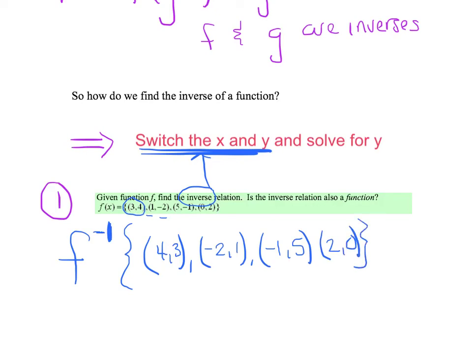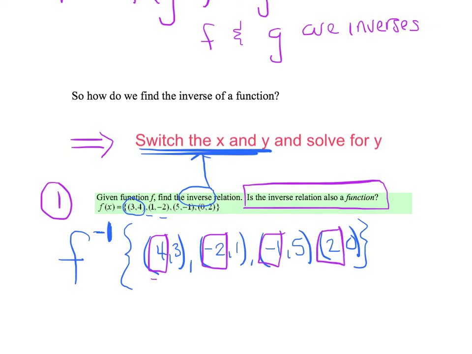Now the second part of the question says, is this relation also a function? Okay, so let's go back to our definition of function. Every x value had to be different. Every x can only have one y. So I'm just going to box in my x values. I have a 4, a -2, a -1, and a 2. Do I have a function? Is every x value different? I would definitely say yes, this is a function.